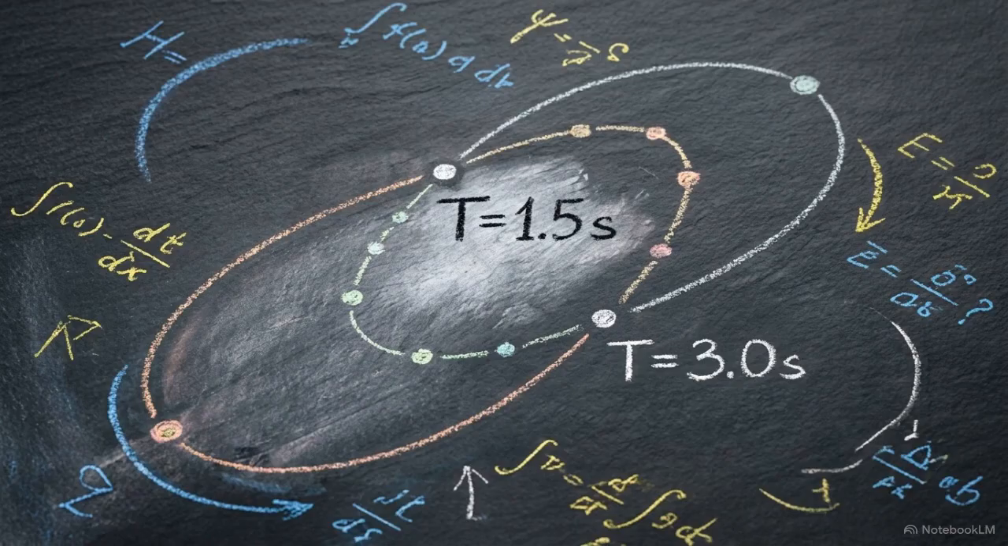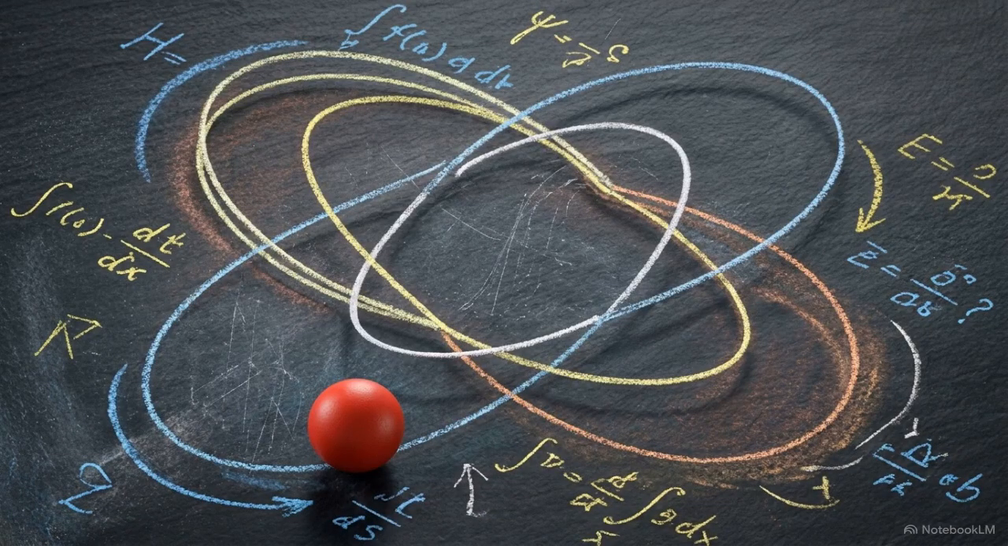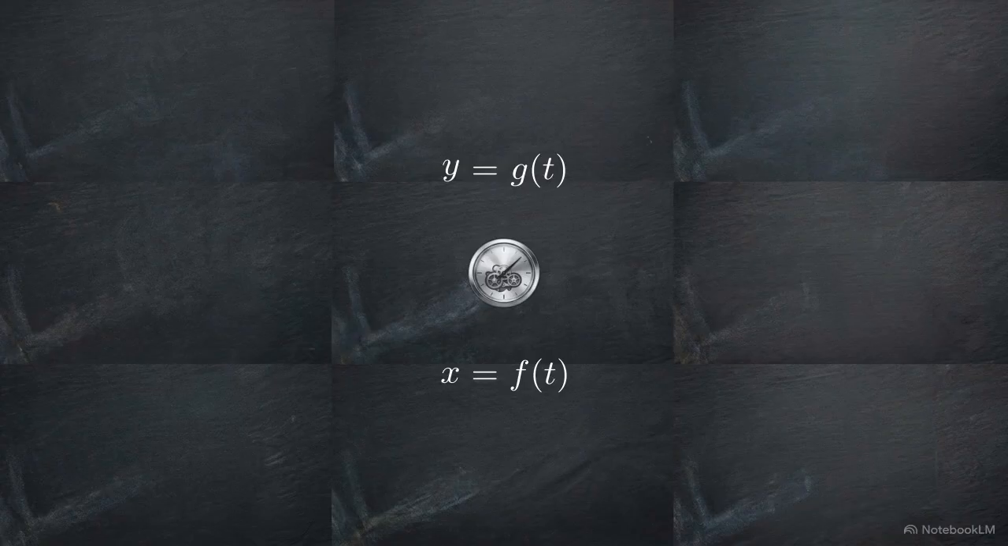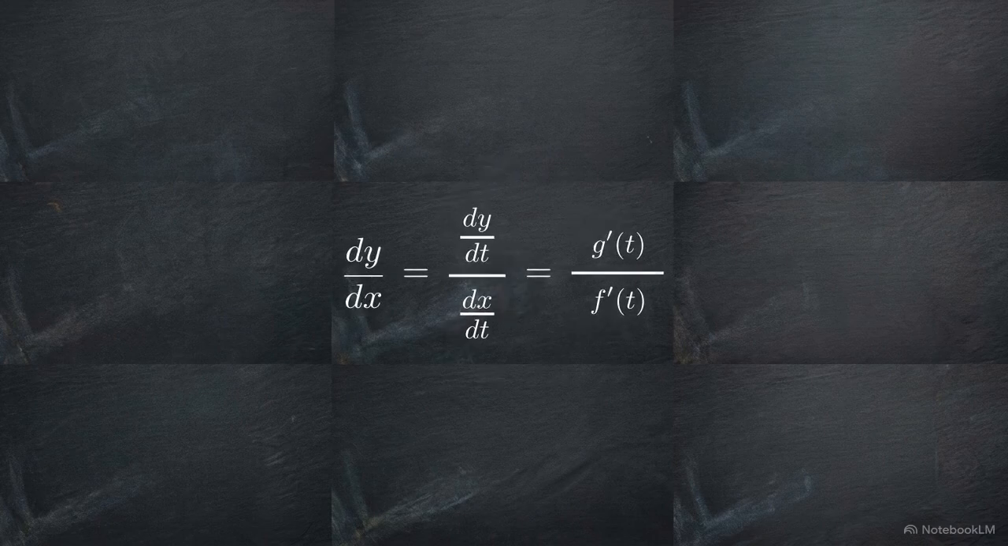The first parametric derivative gives us the instantaneous rate of change of our trajectory, the slope of the curve at a specific millisecond in time. To find this, we apply the chain rule. We take the time derivative of y and divide it by the time derivative of x. This isolates dy over dx without needing to eliminate our time parameter.